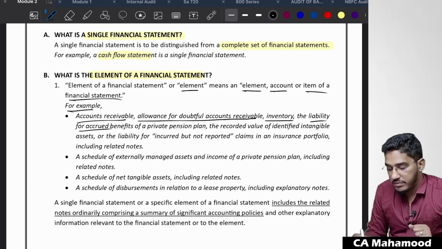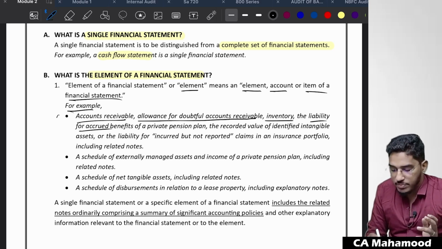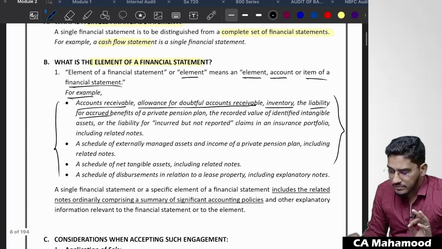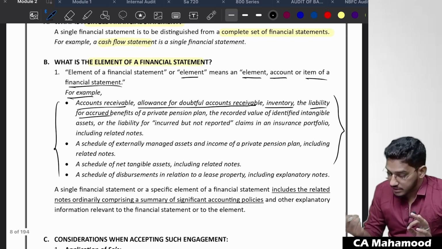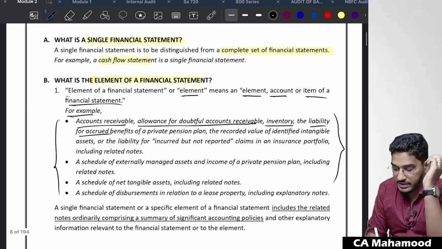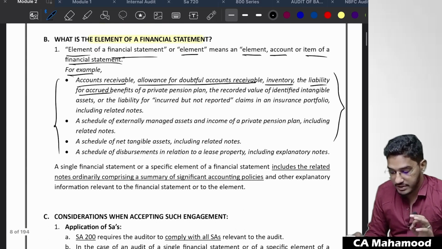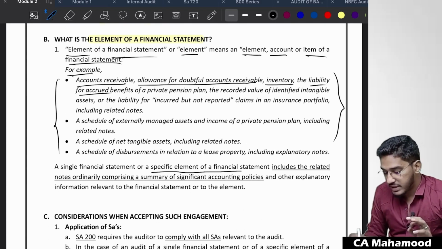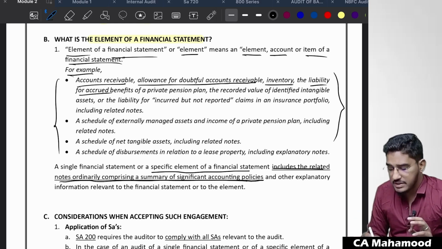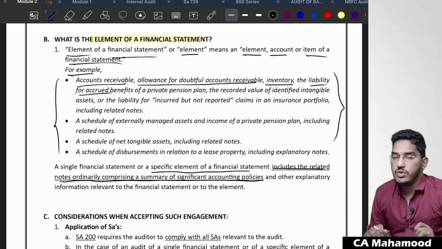The liability for accrued benefits for a private pension plan, or the recorded value of identifiable intangible assets. So like this, if you pick any item, we call it a specific element, account or item of the financial statement. They are just giving a few examples of elements, accounts or items of the financial statements. A single financial statement or a specific element of financial statements even includes the related notes, ordinarily comprising a summary of significant accounting policies and other explanatory information also. When I say specific element of the financial statements, it even includes notes to accounts also.